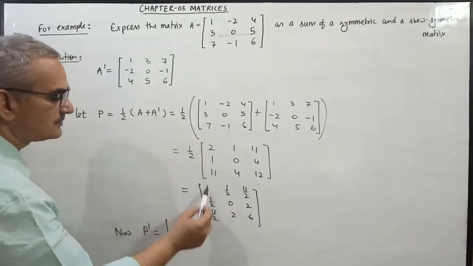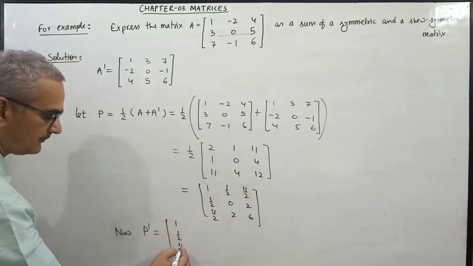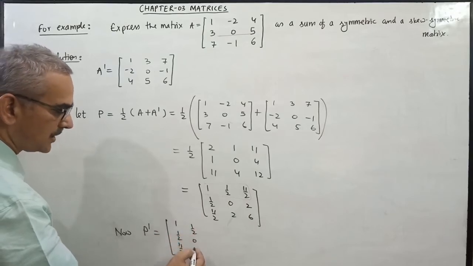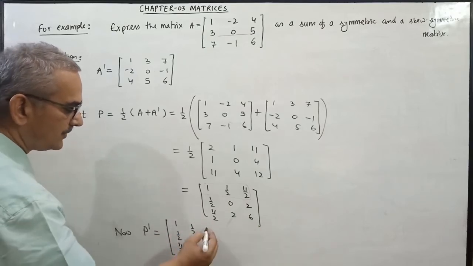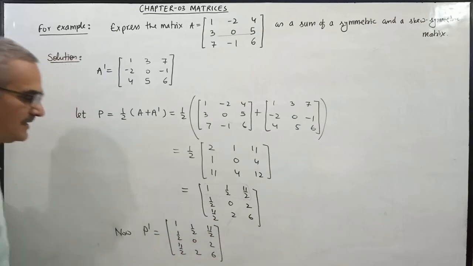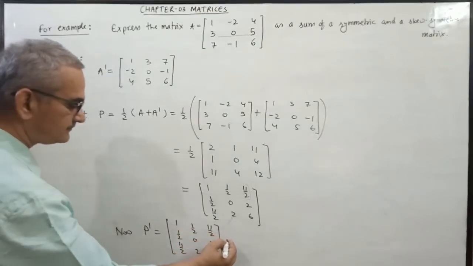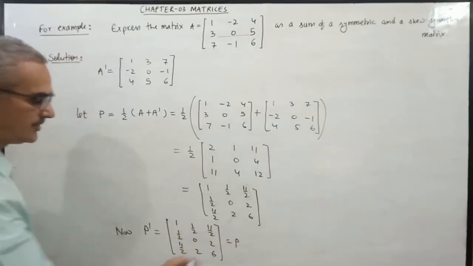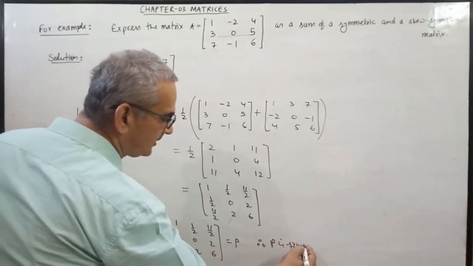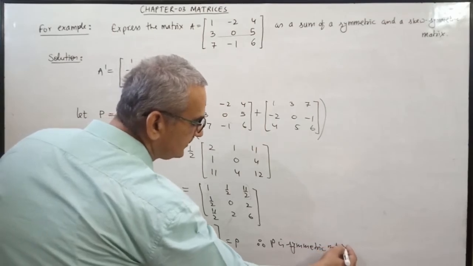So this first row will become the first column, so 1 half 11 by 2. Second row will become the second column, half 0 2. Third row will become the third column. Okay. So what we are seeing here? We are seeing that this P dash and this P are the same, P dash is equal to P. So it means P is symmetric. So P is a symmetric matrix.